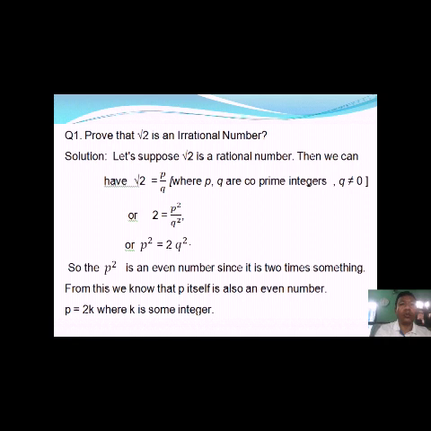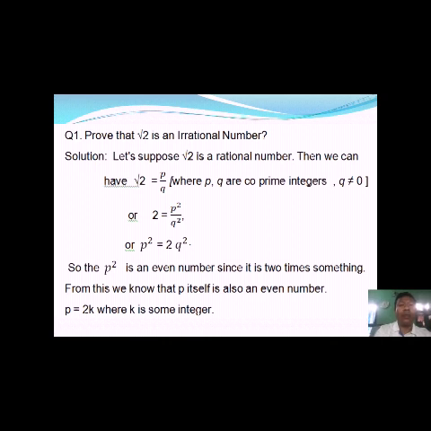Now, let us try to solve some questions related to irrational numbers. Let us take the first question. Prove that root 2 is an irrational number. In order to prove that root 2 is an irrational number, we are going to assume that root 2 is a rational number. So let us suppose that root 2 is a rational number. Since root 2 is a rational number, we can express it in the form p by q. So root 2 equals p by q, where p and q are co-prime integers and q is not equal to 0. Implies that 2 equals p square by q square, squaring both sides.